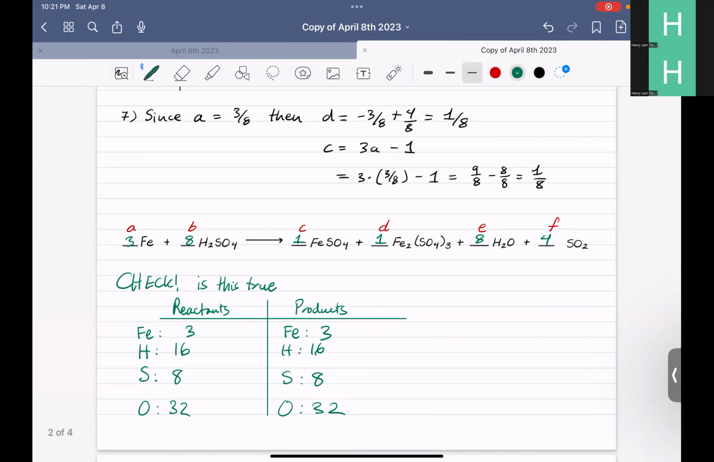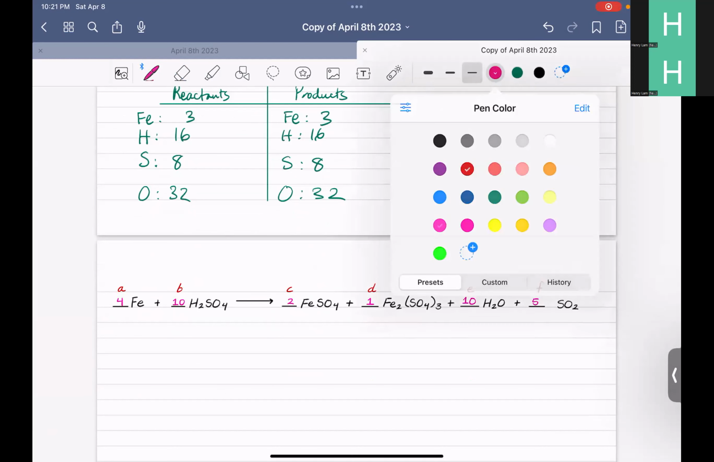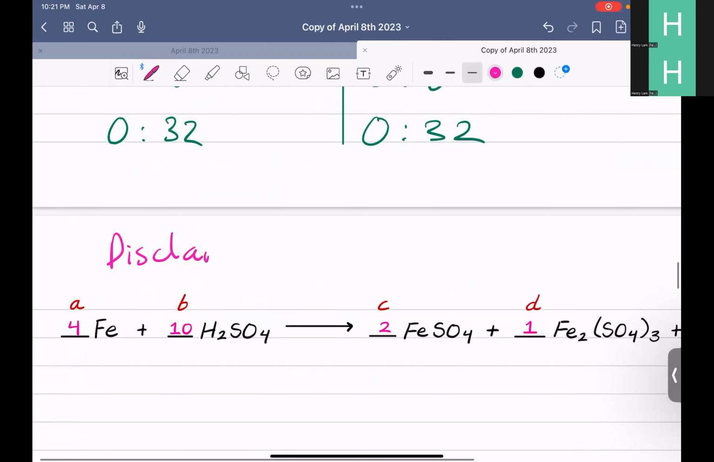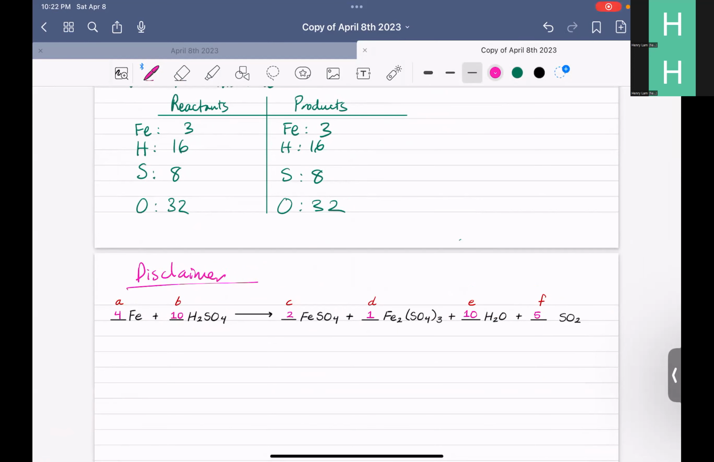I hope, please correct me in the comments of the video if you believe this is wrong. But I think this is correct. But I have a really big disclaimer. I did the math in another method. Not another method, I lied. Same exact method. But here I found another combination which I believe is also correct: 4, 10, 2, 1, 10, and 5. Now, if I did this right, I think this is another correct solution. And I'll be honest with you, I don't really know how another solution like this exists. It baffles me.